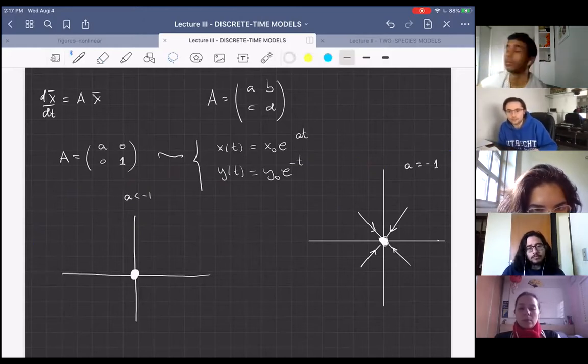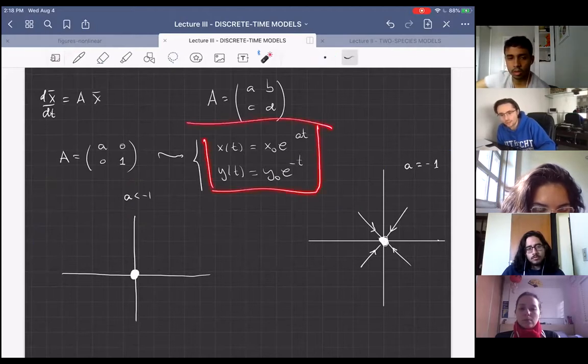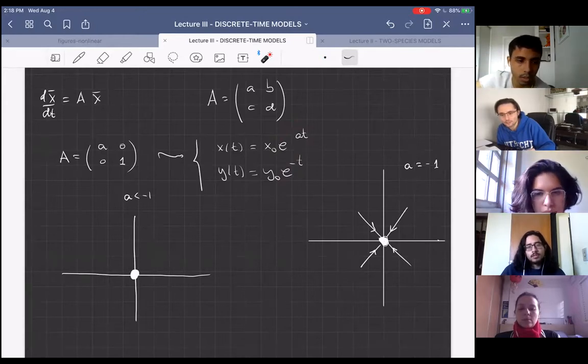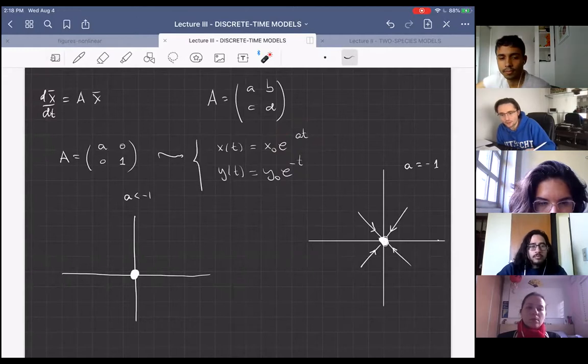When t goes to infinity, or let me make the question the other way. Which of these solutions goes to 0 faster, X or Y? One decays like the exponential of -t, and the other one like the exponential of something that is more negative than -1. So which one decays faster? X. X decays faster, everyone agrees with that?